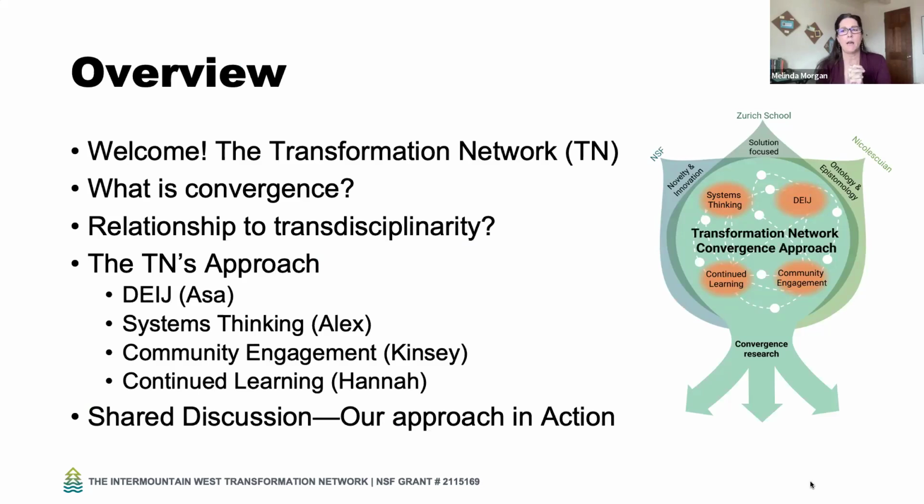And to do that, I'm going to be asking other members of the team to add to that discussion, with Asa taking on diversity, equity, and inclusion, Alex talking about systems thinking, Kinsley talking about community engagement, and Hannah talking about continued learning. Those are all represented in this figure that we're going to be unpacking during our discussion. And I like to call this the Transformation Network's octopus. So we're going to be unpacking the octopus, and then we're going to have a shared discussion with the remaining time about how this approach goes into action with your ideas and your input about what this looks like with your own research. So please make maybe your own figure about how this fits for you as we go throughout this talk.